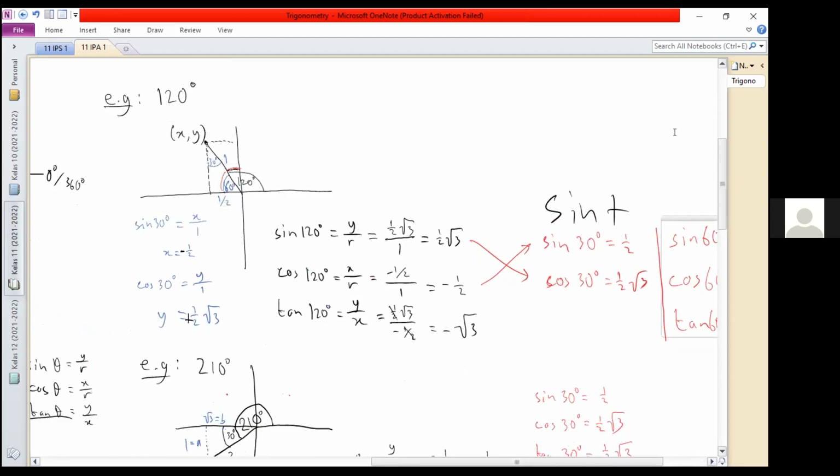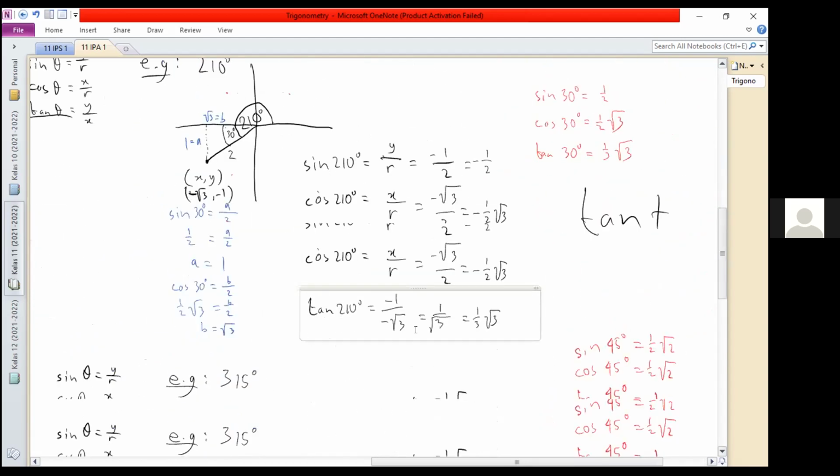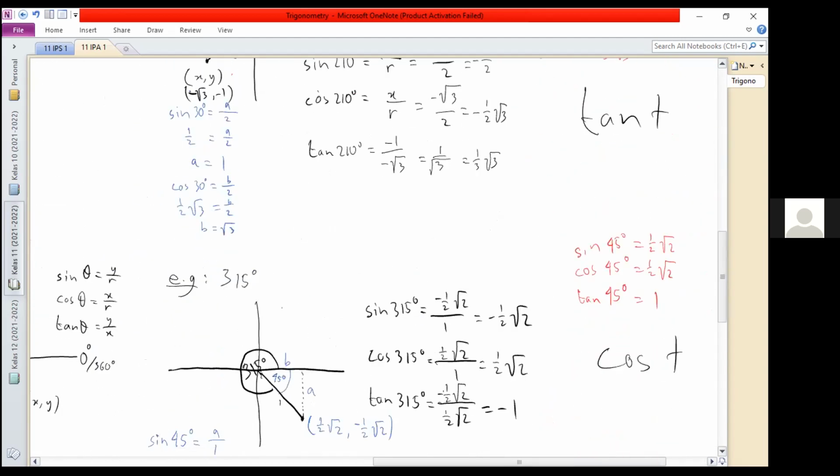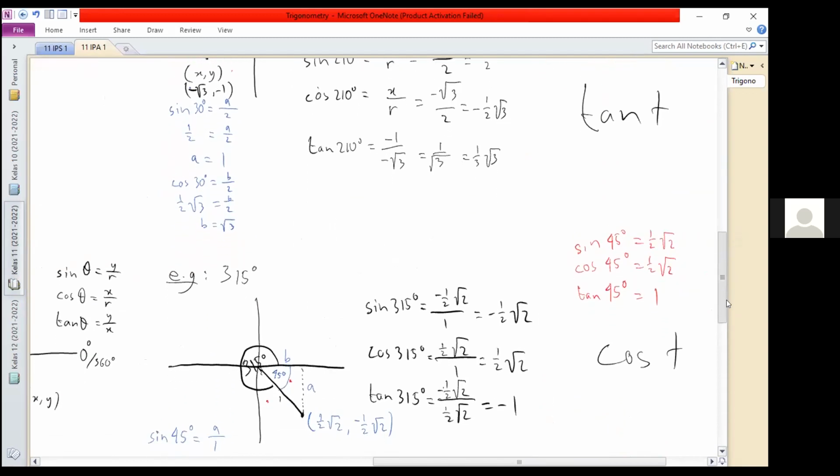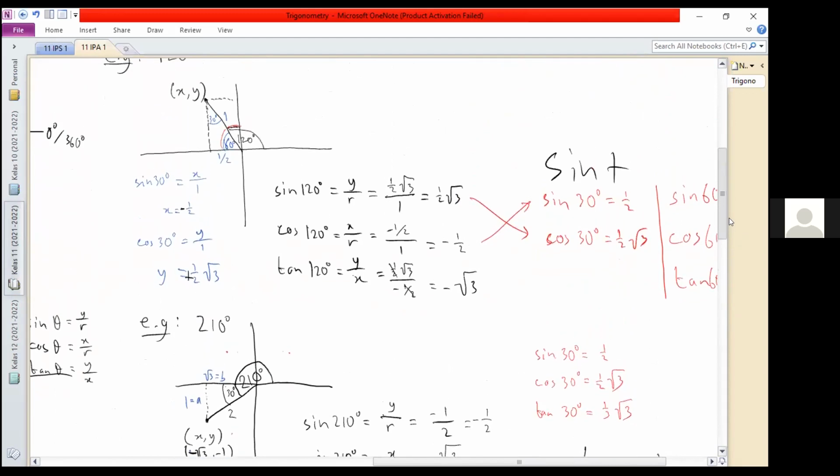Okay, so in this case we choose this angle, and in the second case we choose this angle. And for the third case, it doesn't matter which one we choose, because it is the same angle, or both are 45 degrees. Okay, so let's just compare these two.